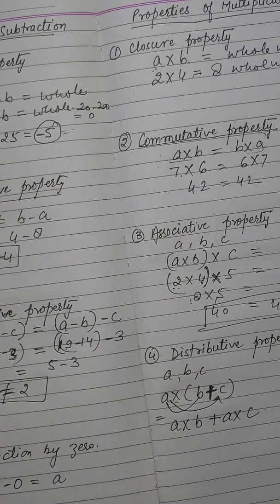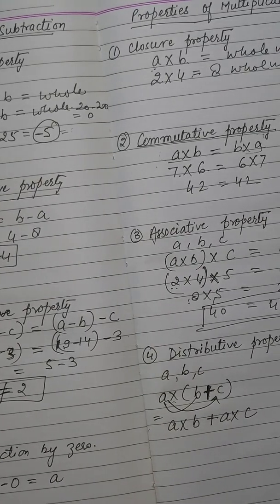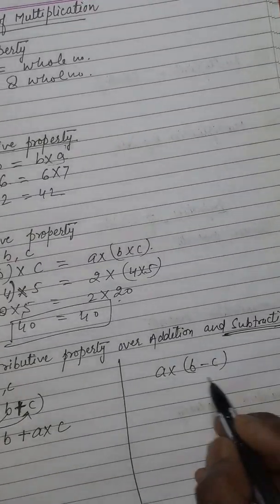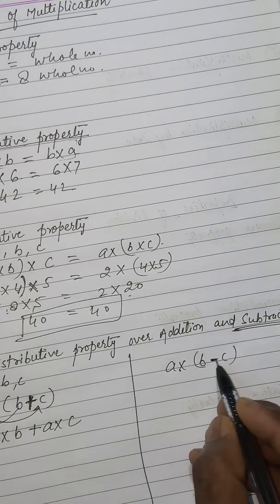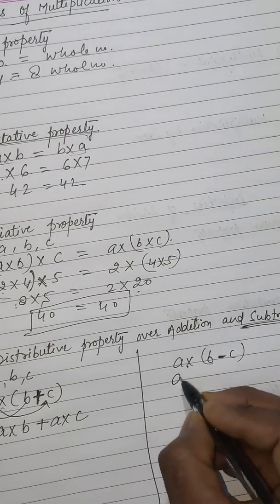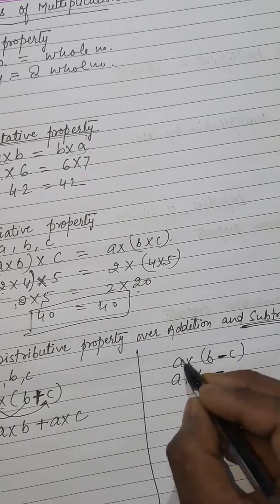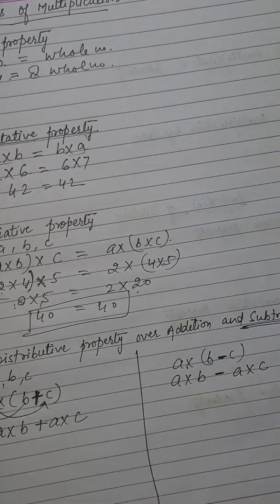Okay, now in terms of subtraction here, if a is multiplied with the subtraction of b and c, here a is multiplied by b at first, then taking the minus sign here, a is also multiplied by c here.